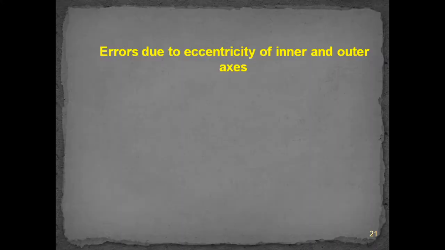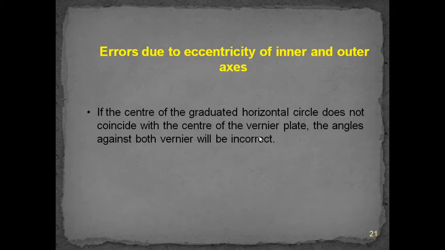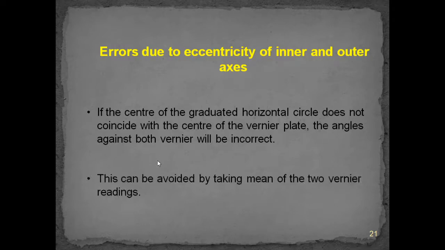So error due to eccentricity of inner and outer axis means the vertical axis should pass through the centers of these two axes. If there is any eccentricity, the readings we take, the horizontal angles, will be affected. Now this can be avoided by taking the mean of the two vernier readings. That is the reason we take vernier A and vernier B readings, so that you can take the average of those.